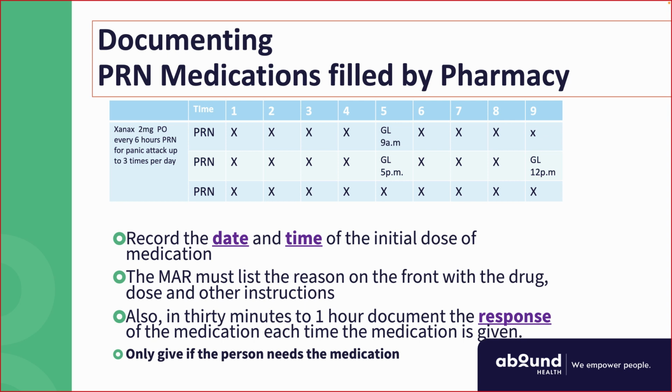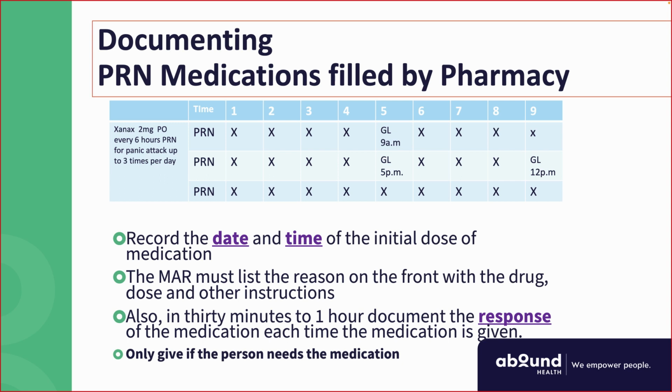The MAR must list the reason on the front with the drug, dose, and other instructions. That will be located over in the medication box where Xanax is listed. So you have the drug, Xanax, the dose, 2 milligrams by mouth, every 6 hours as needed, reason, panic attack, and additional instructions, up to 3 times per day. Also, in 30 minutes to 1 hour, document the response to the medication each time the medication is given. So on the 5th at 9 a.m., when that DSP gave the medication, by 10 a.m., they should document a response to that medication on the back side of the MAR in the PRN section.